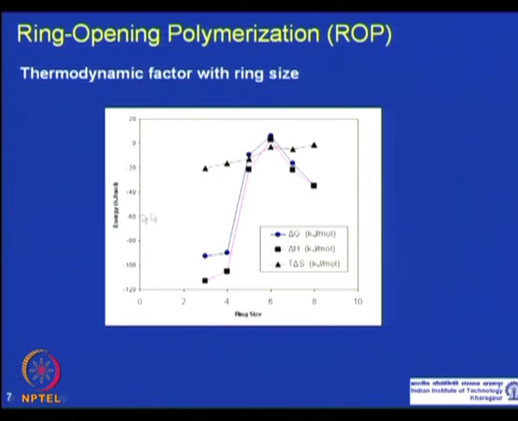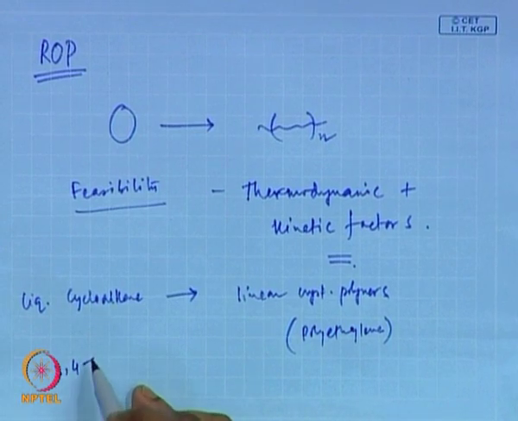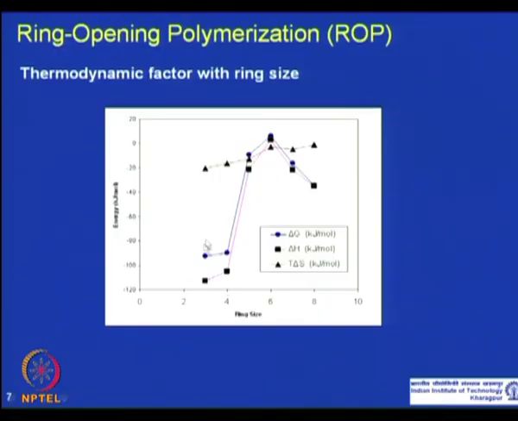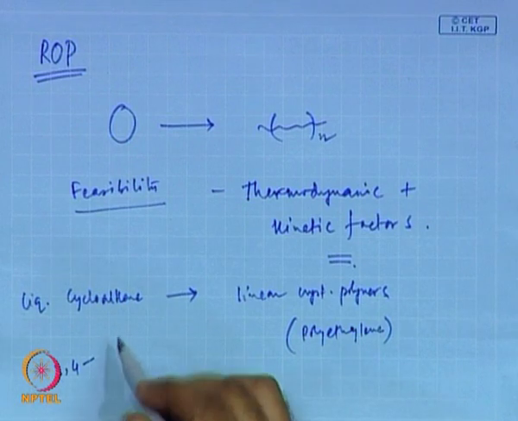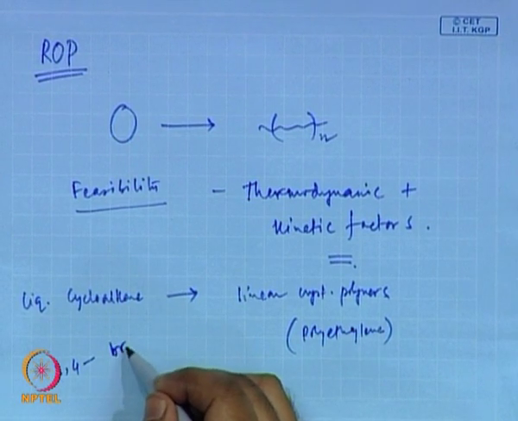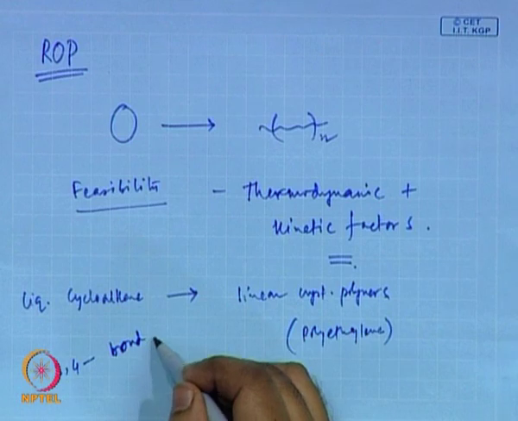Now, if you look at the data, as the ring size increases from 3 to 4, 5, 6, 7, 8. The lower member rings, 3 and 4 member rings, are quite highly strained. 3 and 4 members are strained because of bond angle strain, they have high energy because of bond angle strain.